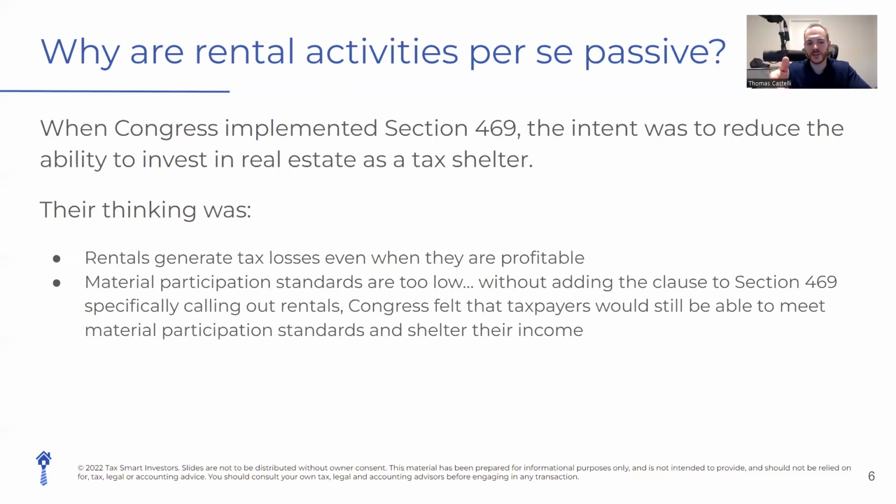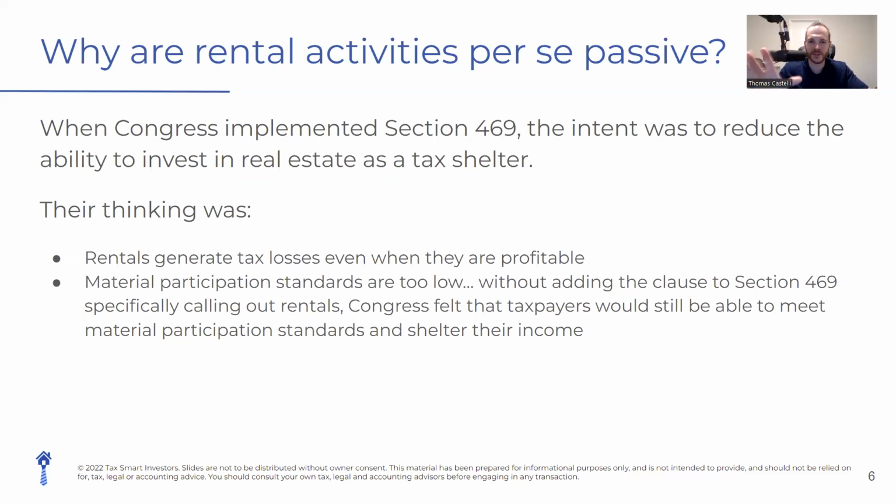And another thing to mention too is rentals actually generate tax losses even when they're profitable. I don't know if everybody on this presentation knows about depreciation, so I'll break it down real quick. This is the power of depreciation, and this is one of the most powerful. This is why real estate is one of the best investments to begin with, right? It was so tax advantaged.